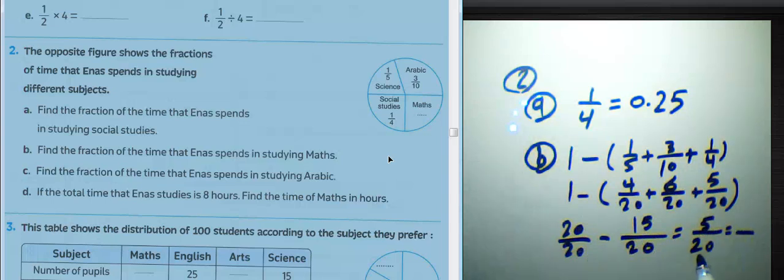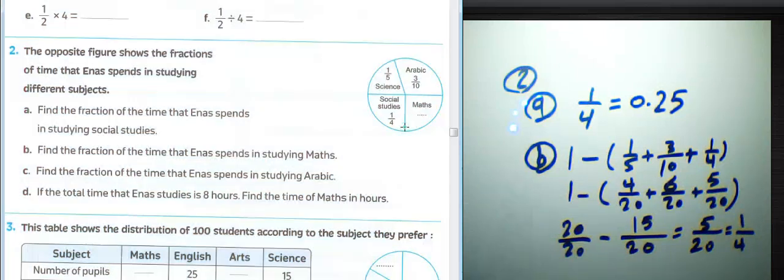We can simplify it by dividing by 5. 5 divided by 5 equals 1. 20 divided by 5 equals 4. The result will be 1 over 4. So the fraction of the time that Ina spends studying math, fourth, write 1 over 4 here.